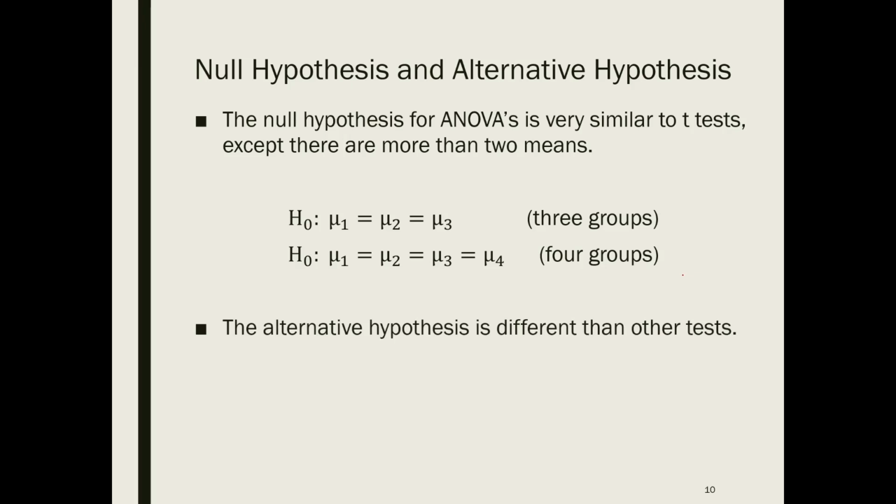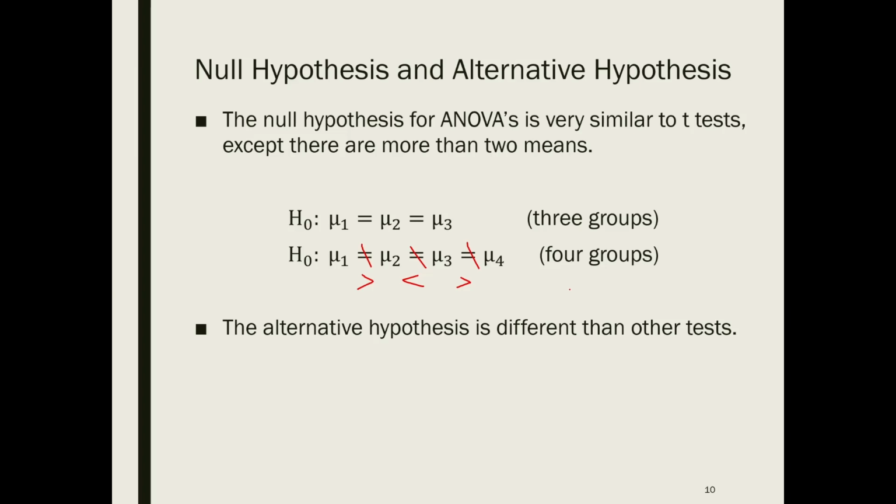Okay, the alternative hypothesis in the ANOVA is very different, and you have to keep this in mind. If you have two groups, then just like a t-test, the alternative hypothesis could be mu1 larger than mu2, mu1 less than mu2, or mu1 unequal to mu2. But in ANOVA, this is not the case. In ANOVA, you can't simply write something like mu1 larger than mu2, smaller than mu3, larger than mu4. No, that doesn't make any sense, okay?